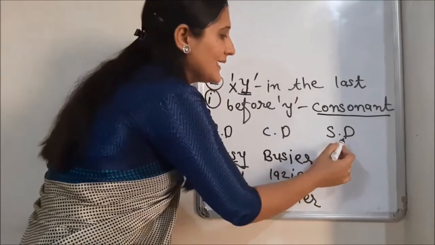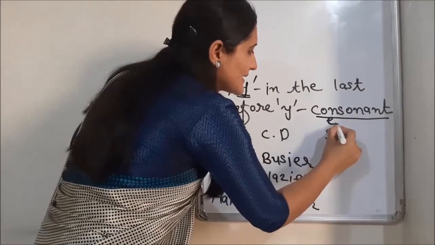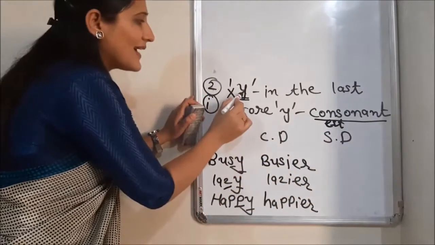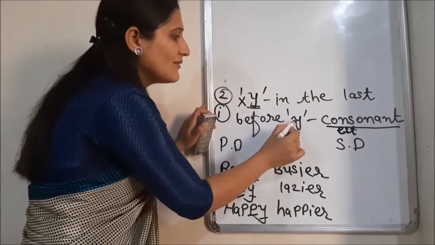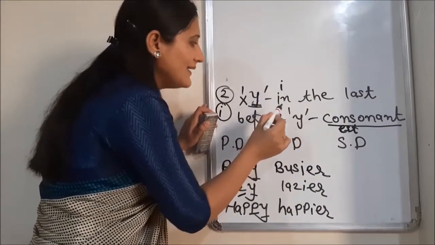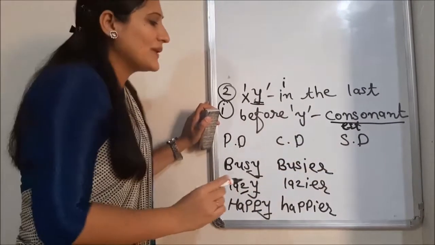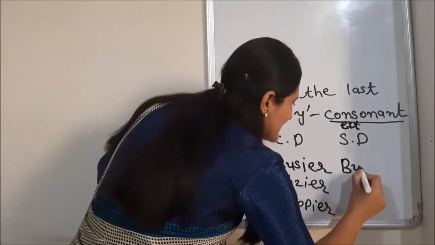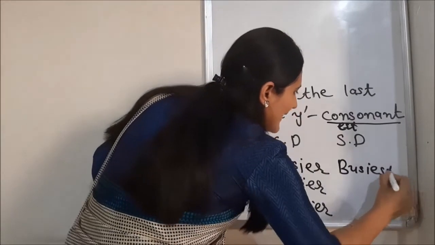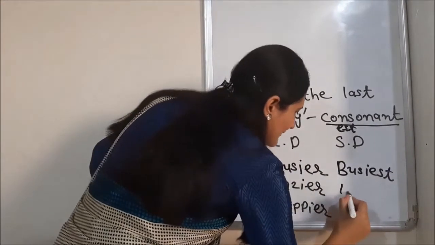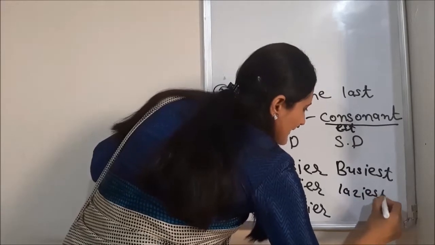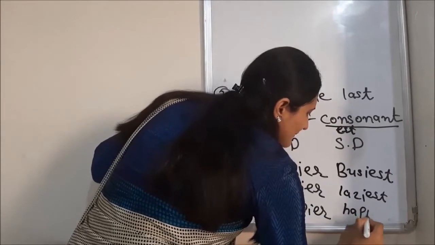And see, in superlative degree we were using EST, right? So when Y is given at the last, instead of Y we will write I, and then according to our rule, ER in comparative and EST in superlative degree. So see, busiest: we will write I instead of Y, then laziest, and then happiest.